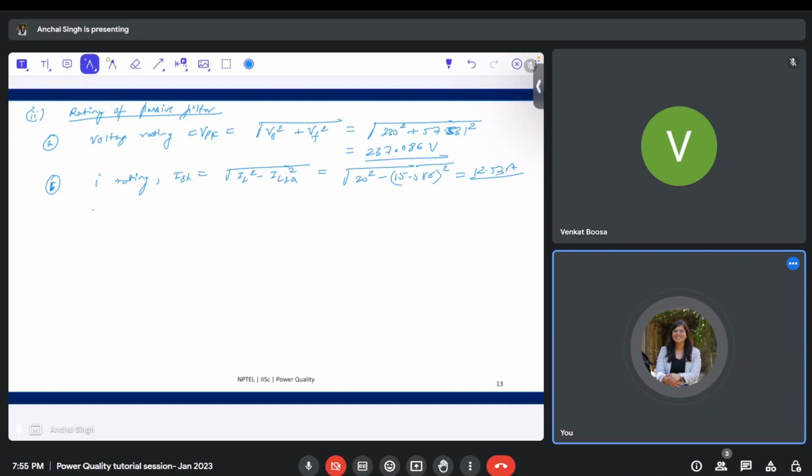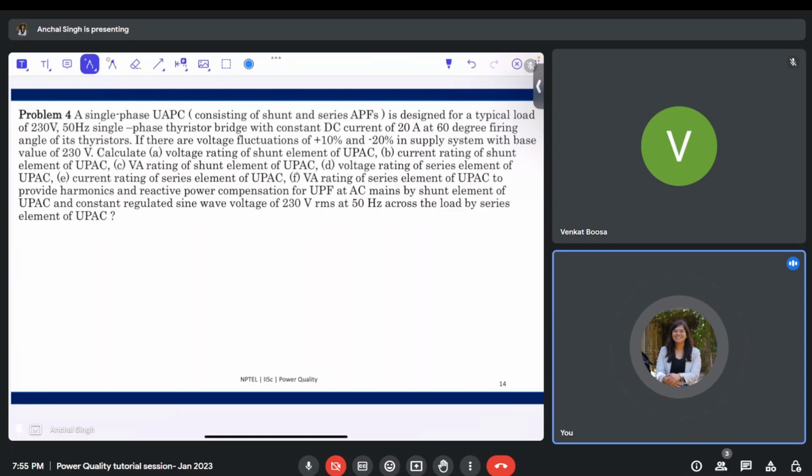So based on that, the VA rating of the passive shunt filter will be VPF into ISH, which will come out to be approximately 2970.67 volt amperes. Okay, let us quickly move on to the next question.